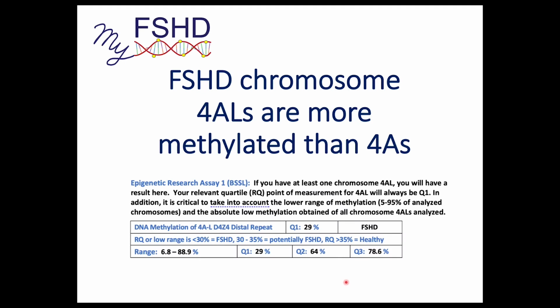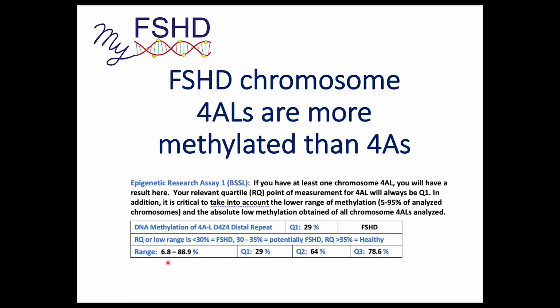So what do these numbers look like? After doing many assays, we have learned that for reasons we do not understand, the 4AL chromosome in FSHD tends to have higher levels of methylation than 4A. So it's not really comparable, because severity doesn't appear to be different. The same size deletion will just have higher methylation in FSHD1 linked to chromosome 4AL. And so we've changed the metrics. If you have a 4AL, we always look at the first quartile. Typically it's around 30%, but often we see some higher, almost to 40%. The key is we've learned that the low range of methylation is the most important number.